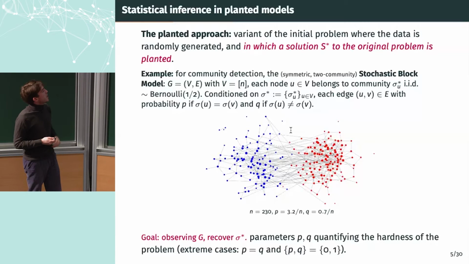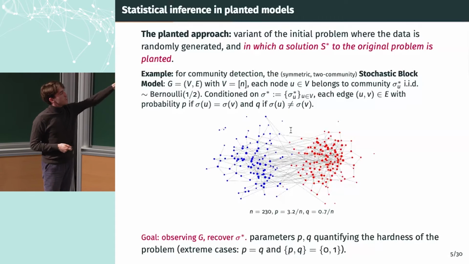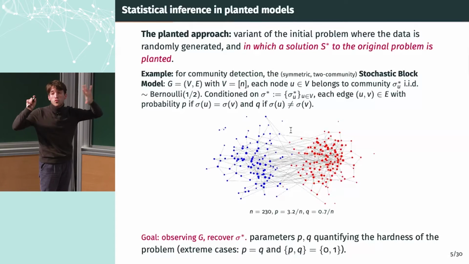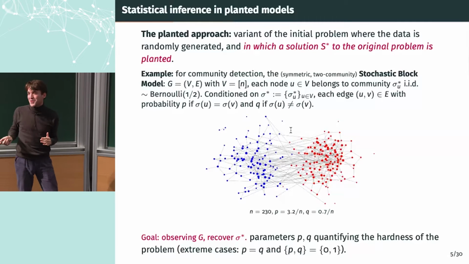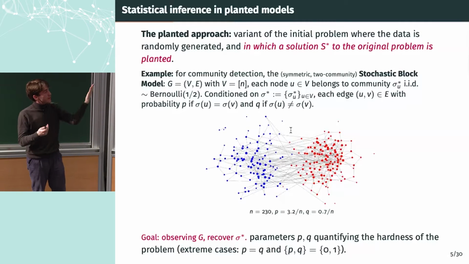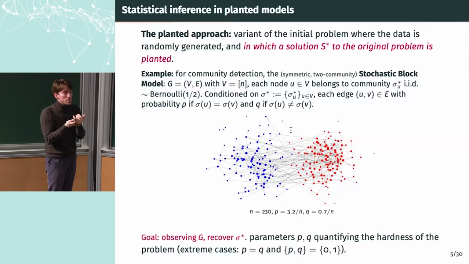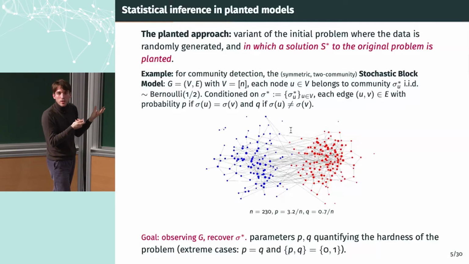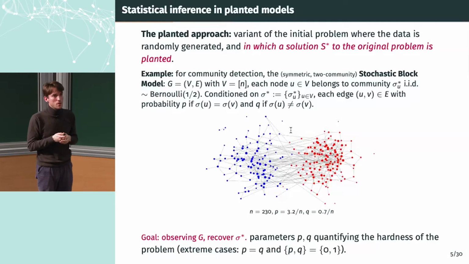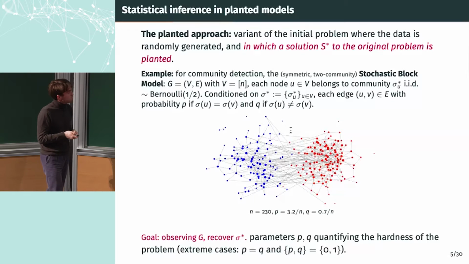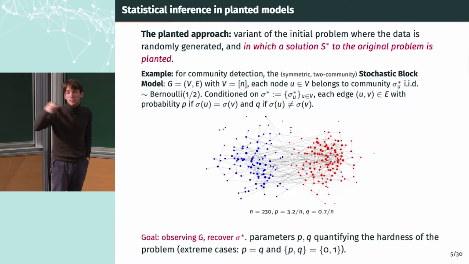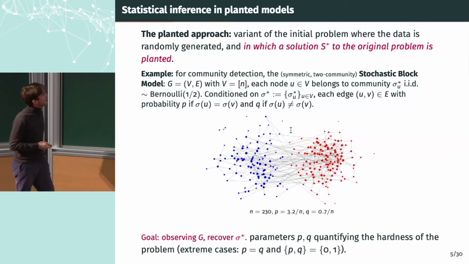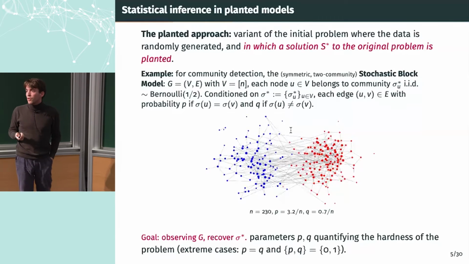Another extreme case would be P equals 1 and Q equals 0. In this case, you have two disconnected cliques. It's pretty obvious to see what the communities are. But it interpolates between these two extreme cases, if you like. So this is an example among the wide family of inference problems on graphs.